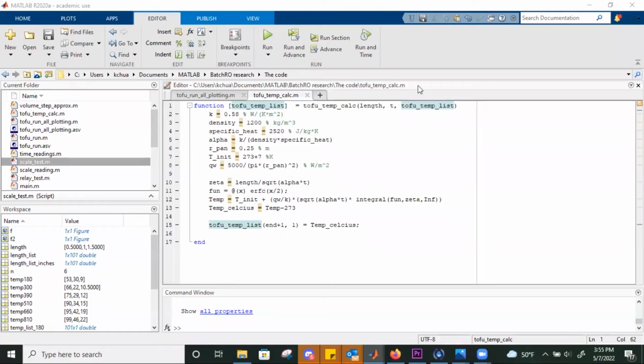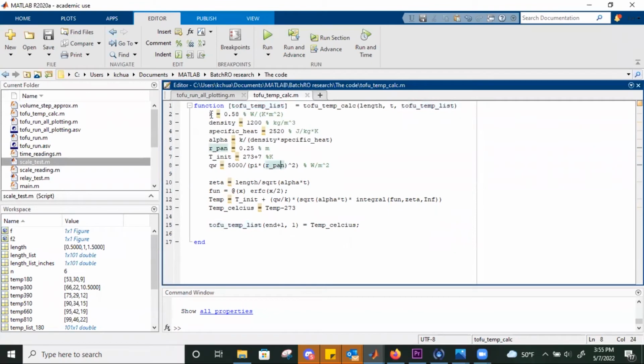This is the MATLAB model created to predict the temperature profile of the tofu. For the lab, students will have the chance to create their own model and approximate their inputs themselves. For us, we used the thermal conductivity of water as the thermal conductivity of tofu. We calculated the density using the weight and the volume. The specific heat was found through online resources, and the wattage of the stove was chosen to be 5,000 watts, which was on the higher end of the range of common wattages for electric stoves.